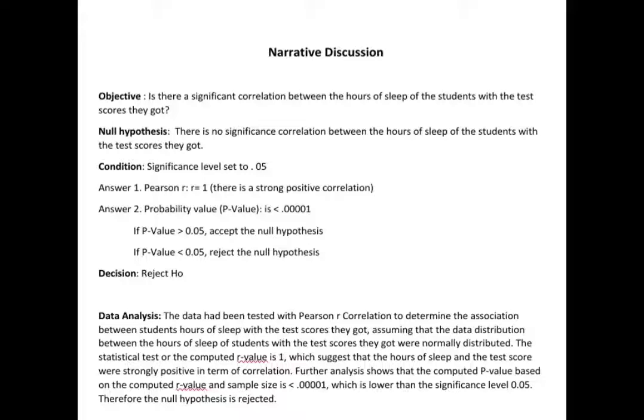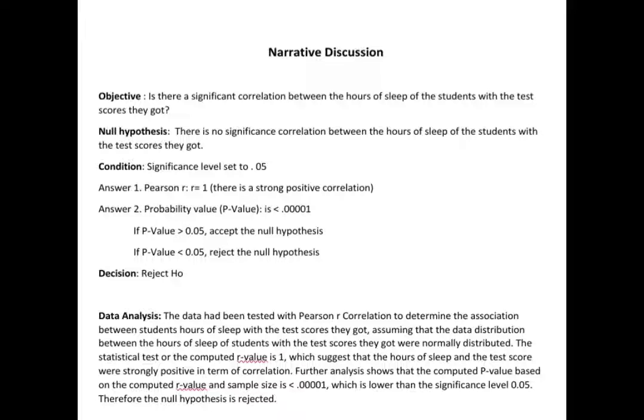Answer number 2. The probability p-value is less than 0.0001. If p-value is greater than 0.05, accept the null hypothesis. If p-value is less than 0.05, reject the null hypothesis. Decision: reject the null hypothesis.